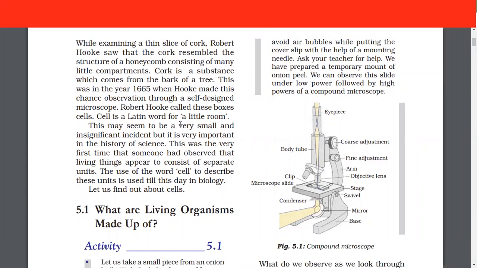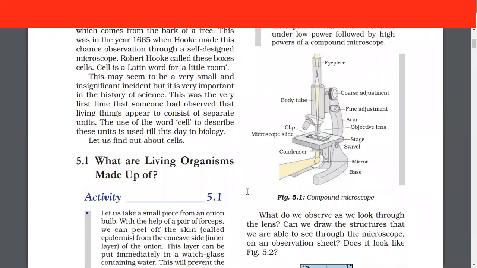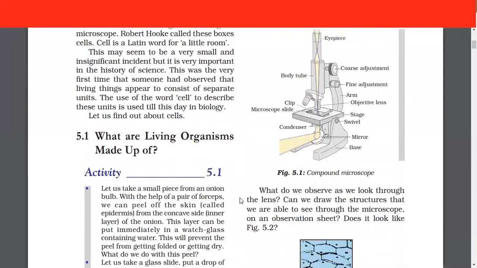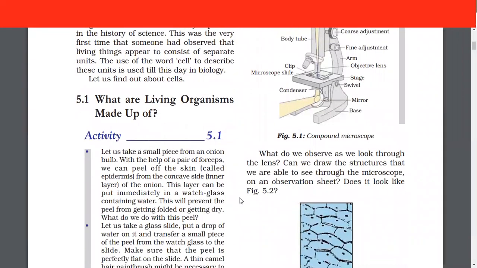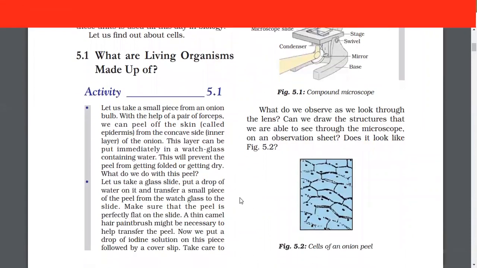This may seem to be a very small and insignificant incident, but it is very important in the history of science. This was the very first time that someone had observed that living things appear to consist of separate units. The use of the word cell to describe these units is used till this day in biology. Let us find out about cells. What are living organisms made of?